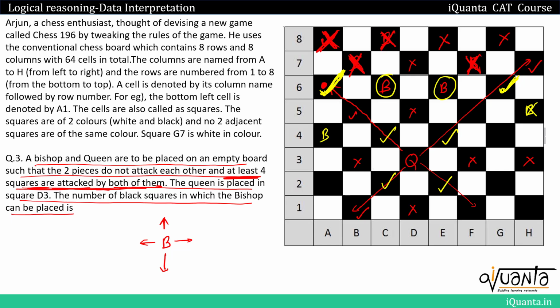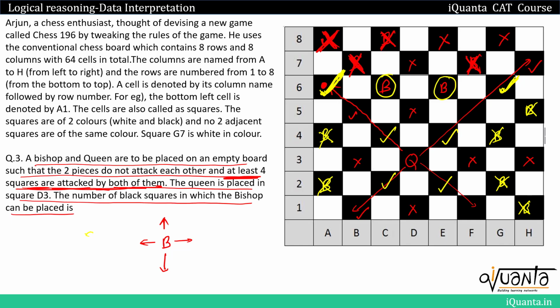Similarly, if we place the bishop over here, then also it will not satisfy the condition. From this place also it will not satisfy the condition. From this place only 3 cells will be attacked by both of them, so this place will be gone. From here only 3 cells, this will be gone. From here just 2 cells, 3 cells, so this will be gone. So we have just 2 positions for the bishop so that the queen and bishop are not attacking each other, and they are attacking at least 4 cells in common.